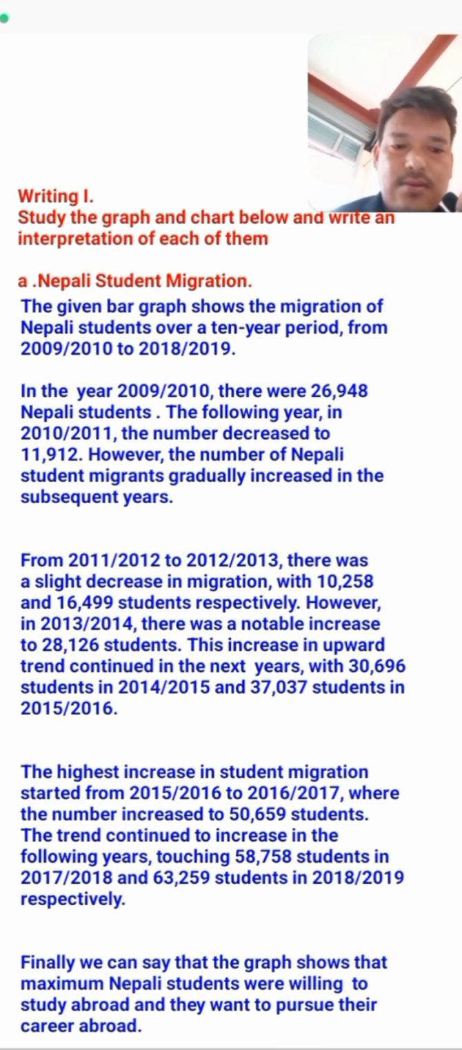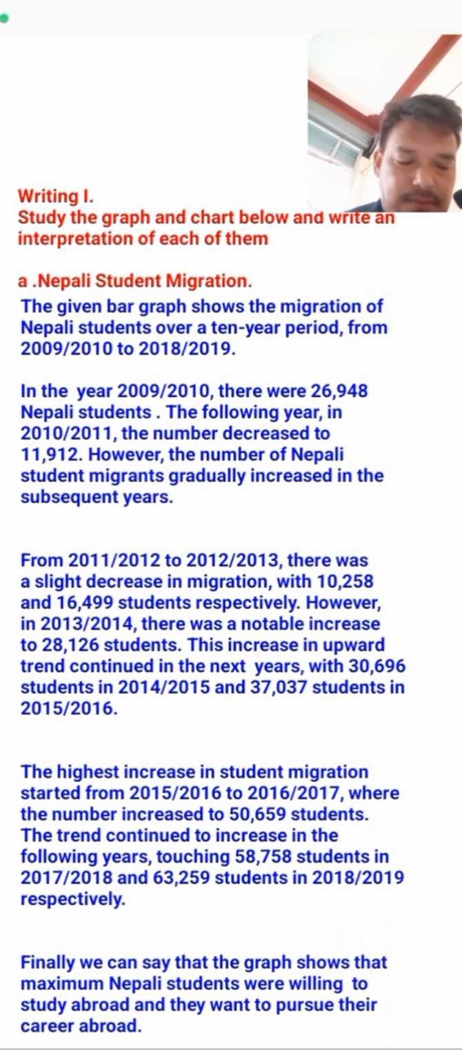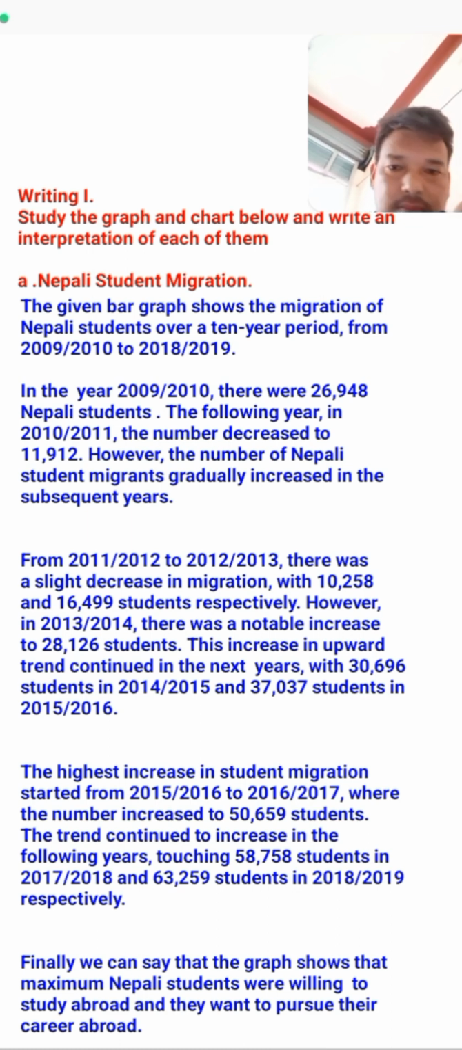The following year, in 2010-11, 2011-12, and 2012-13, we can see there is a slight decrease in the number of migrating students if you compare 2009 and 10. Then after 2014, 2015 and 16, there was an increase in the number of migrating students. It's a gradual increase in the number of students, and from 2011 to 2013 there was then a slight decrease in the migration.